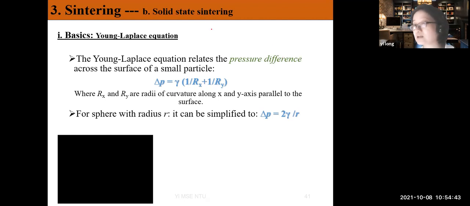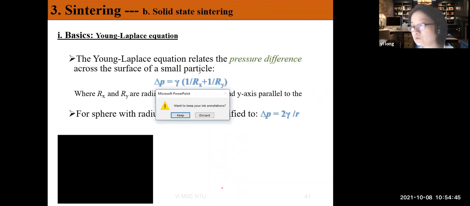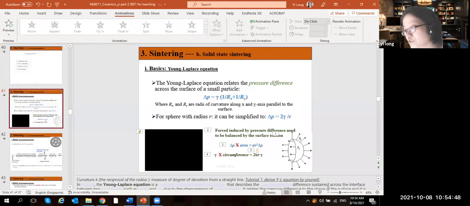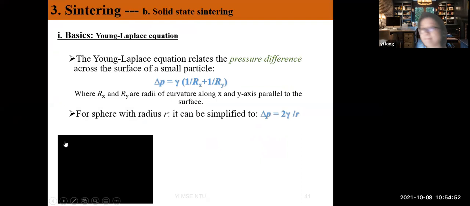So let's start with the first equation. This equation we call Young's equation. We don't talk about the general radius case. We only talk about the sphere case, because almost all particles are spheres, right? For a sphere with radius r, it can be simplified as delta P equals 2 gamma over r.